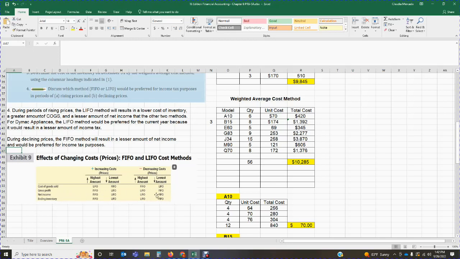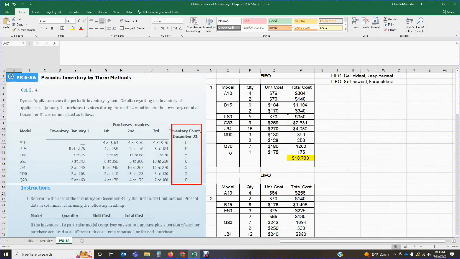Okay, so if our goal is to pay less income taxes, we want to make sure that our income is lower in comparison to the other methods. That way, that will yield the lesser amount of income taxes that we have to pay. So for this case, in periods of decreasing cost, FIFO will yield a lower amount of net income, resulting in less taxes to be paid. Okay. So that is what is happening in this problem.